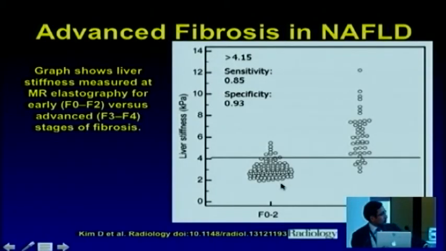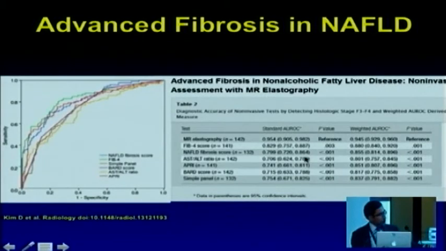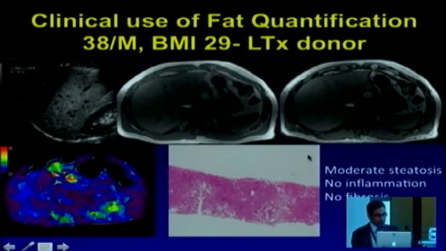And papers have already shown that advanced fibrosis, that is stage 3 fibrosis and above, can be differentiated from lesser stages with a higher accuracy using, again, MRI elastography. And this is a comparison to show with the other scores, and obviously MRI scored much better than these other techniques. And I'm showing you a couple of examples, last ones, to show where the clinical use of fat quantification makes a difference.